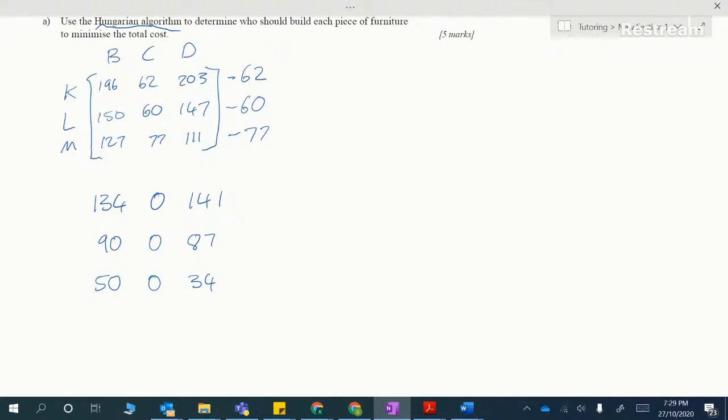Okay, so once I've done a row reduction, now I need to do a column reduction. So I look down each of the columns and I take away the smallest number in the column from each number in it. In the first column, the smallest number is going to be 50, so I'm going to take away 50 from every number in the column. In the middle column, they're all zero, so zero take away zero is zero, so I'm just going to leave that. And in the third column, the smallest number is 34, so I'm going to take away 34 from every number in that column.